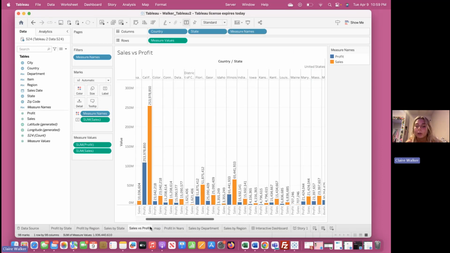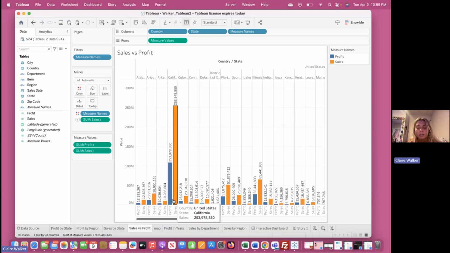Next one I did is the sales and profit by each state, and I like this one because you can compare which ones have higher and lower sales and profits per state, all together, which I think is really nice, which is another reason why I like the bar graph.